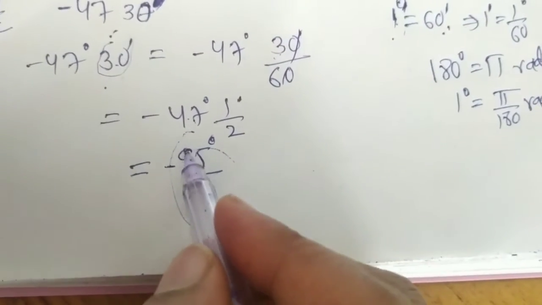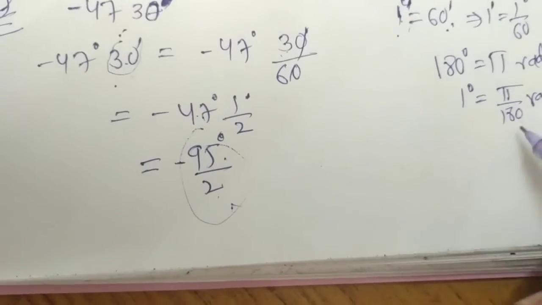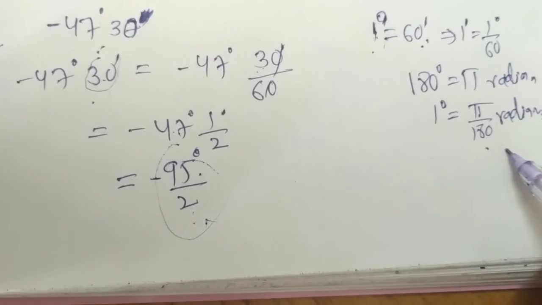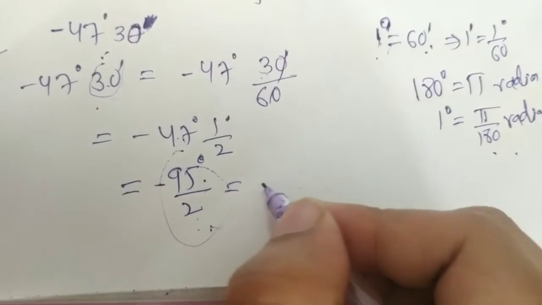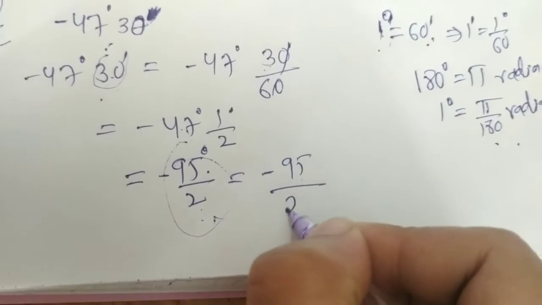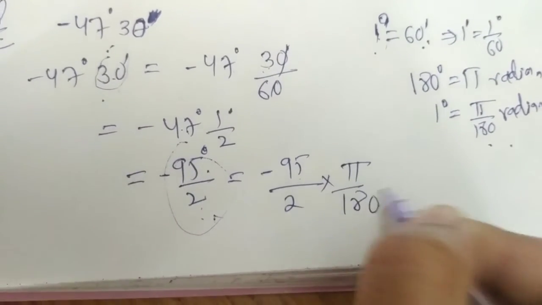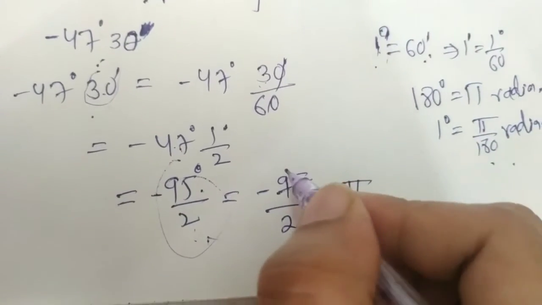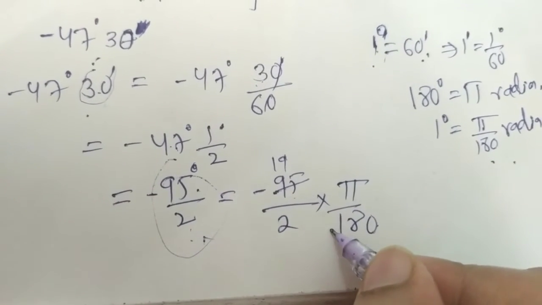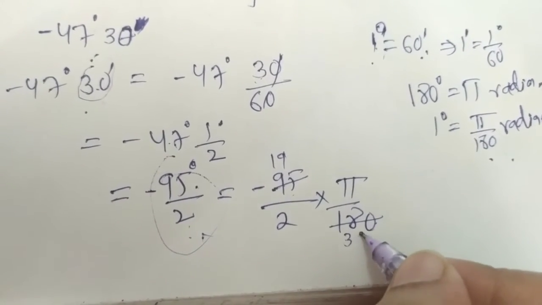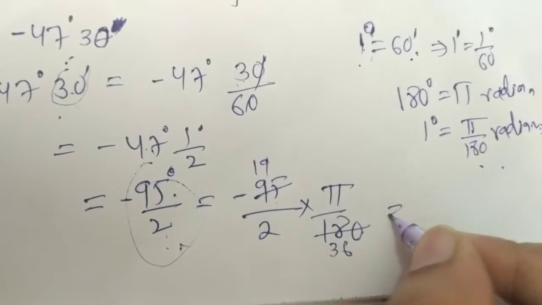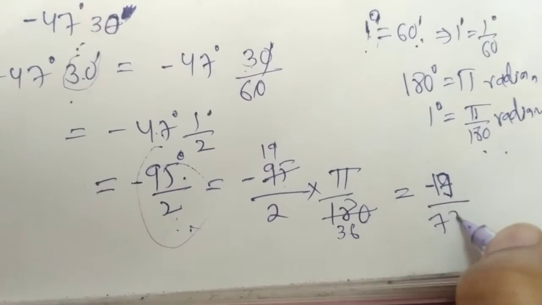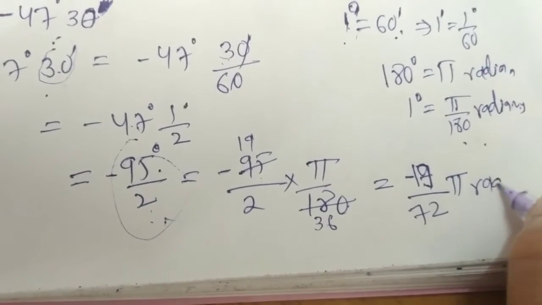Okay, so this total degree will be multiplied by pi upon 180. It means I am multiplying minus 95 upon 2 on both sides. So this will be minus 95 upon 2 into pi upon 180. Now cancel both terms with 5. I will put 19, and this is 3 and 36. Thus this is equal to minus 19 upon 72 pi radians.